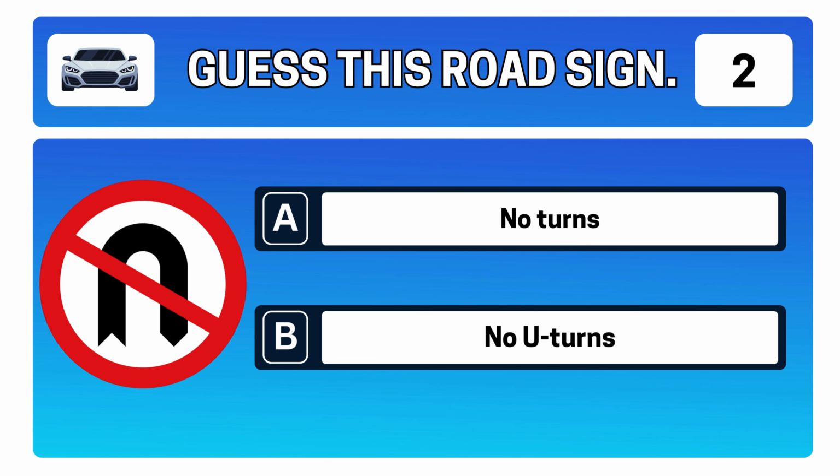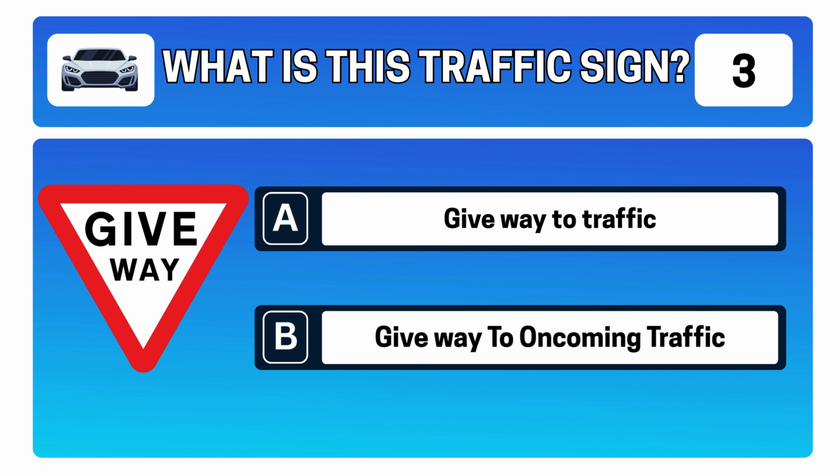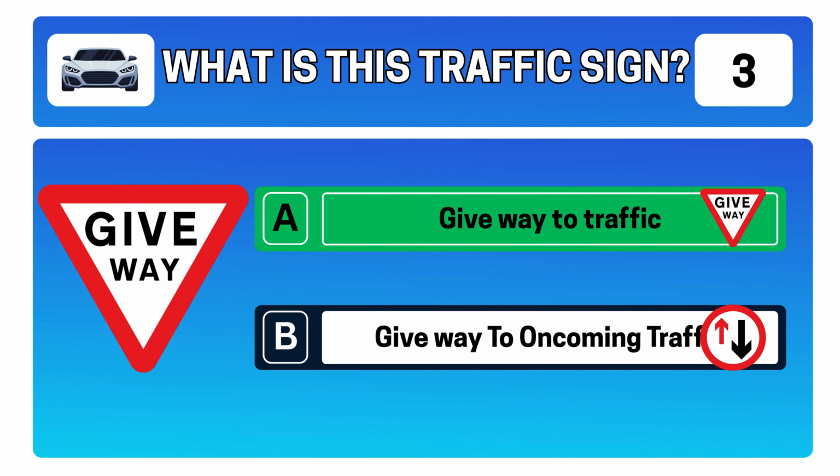Guess this road sign. A. No turns. B. No U-turns. Well done. This is the no U-turn sign. What is this traffic sign? A. Give way to traffic. B. Give way to oncoming traffic. Exactly. This sign tells drivers to give way to traffic.